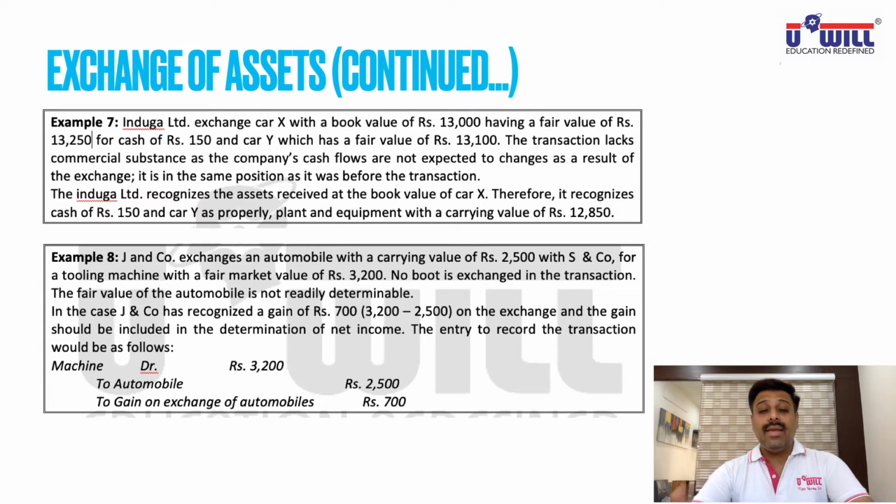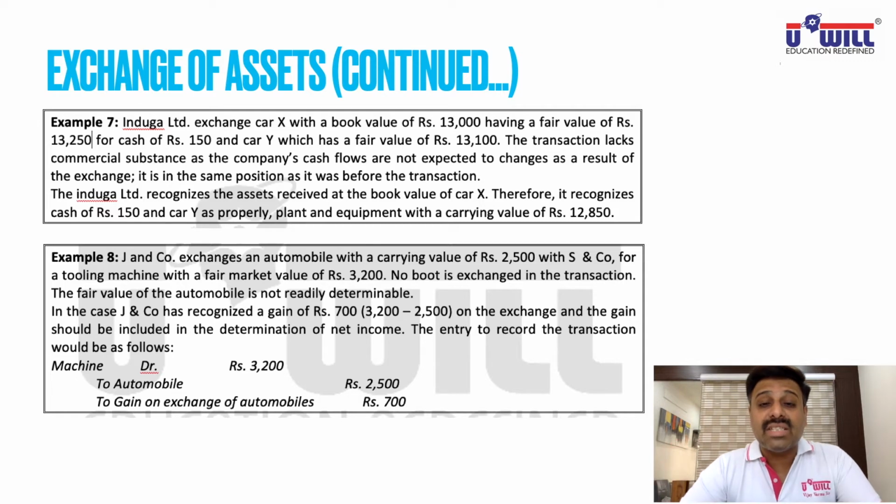Now here, in the previous example you gave a car and took a car against that, and the fair value was also ascertainable, right? Here you are giving an automobile but in exchange you are taking a tooling machine whose fair market value is known, 3,200. First of all, no boot is exchanged in this transaction. Boot means what did I tell you? Neither the asset given's fair value is available nor the asset acquired's fair value is available. Here the asset acquired's fair market value 3,200 is ascertainable, so there is no boot.